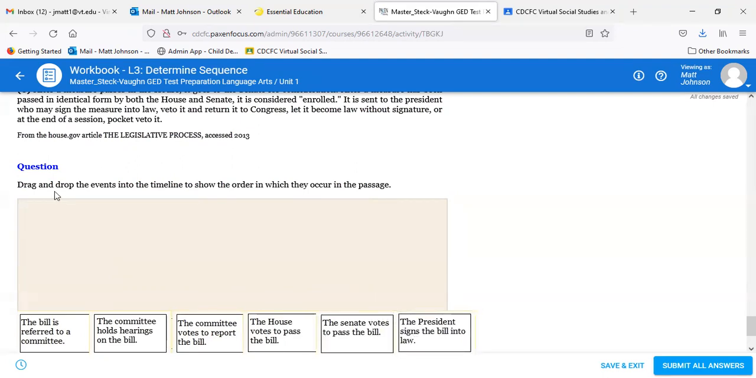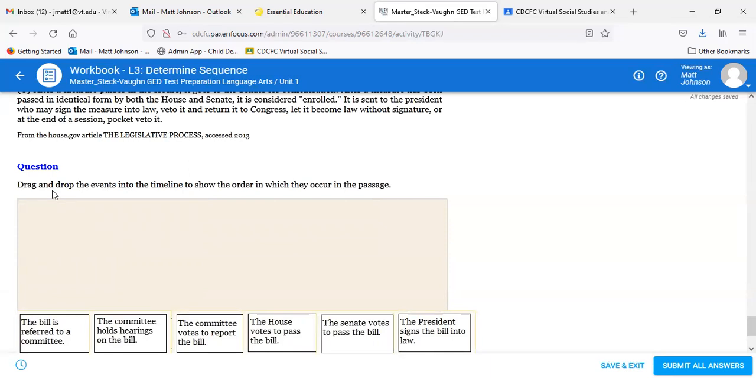This is probably going to come up in social studies at some point. So yeah, we went right to it. Again, when I was looking at this last night, I was like, well, I know the last thing is going to be the president signs the bill into law, right? And I know it goes to the Senate after it goes to the House. So again, you can kind of work backwards through those things.